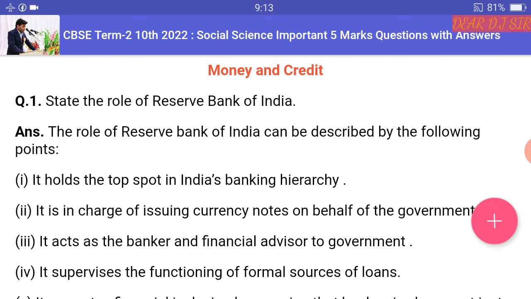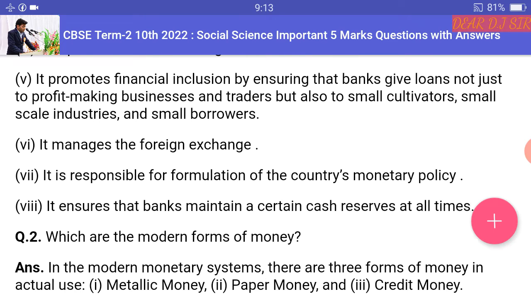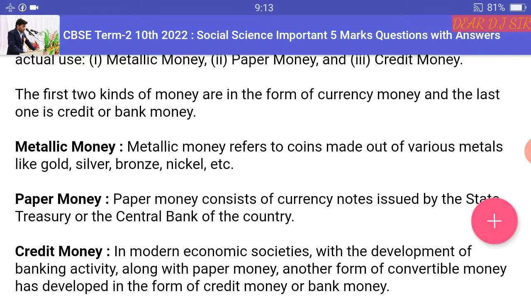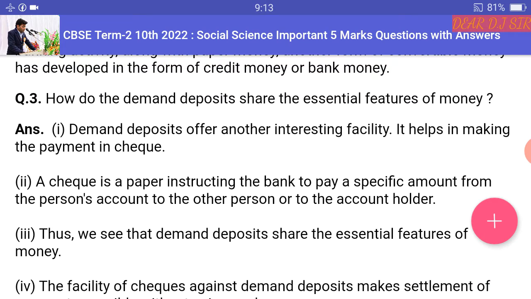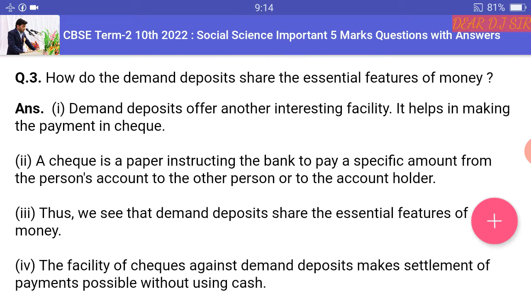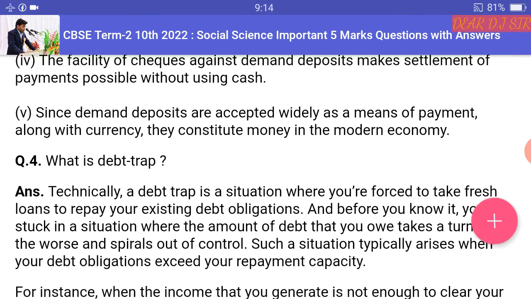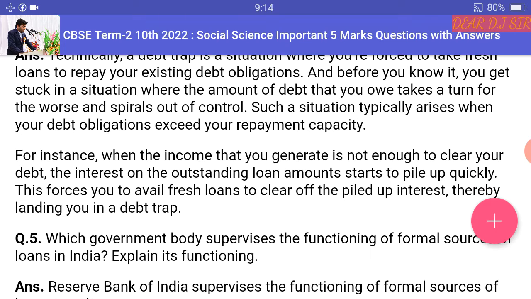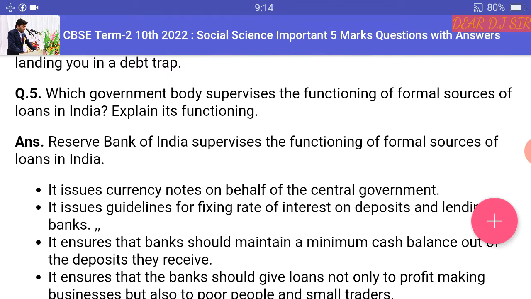State the role of Reserve Bank of India. Here the second question is, which are the modern forms of money? Here the third question is, how do the demand deposits share the essential features of money? Here the fourth question is, what is debt trap? Here the fifth question is, which governmental body supervises the functioning of formal sources of loans in India? Explain its functioning.